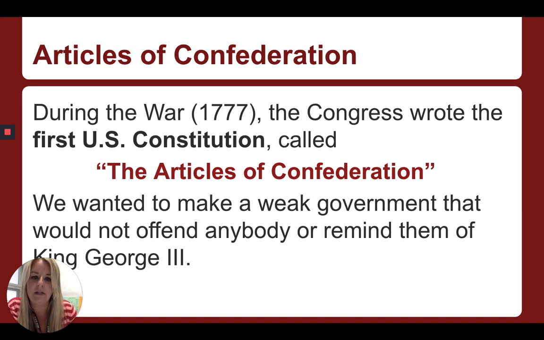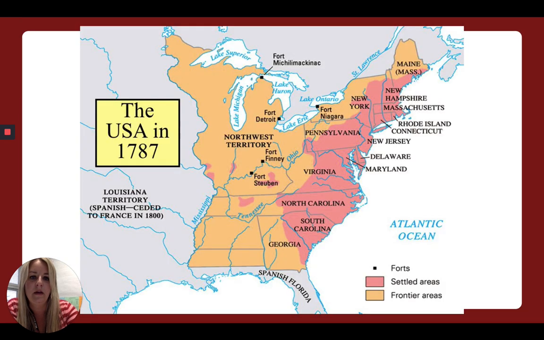Unfortunately, what happened is they made it too weak. They wanted to make sure it didn't resemble anything like a monarchy. They wanted to make sure that nobody felt threatened by this new government that they were forming. But unfortunately, without a lot of central authority, it just wasn't going to last long term. So let's take a look at what the U.S. actually looked like at this time period.